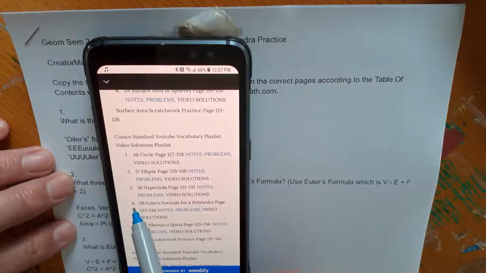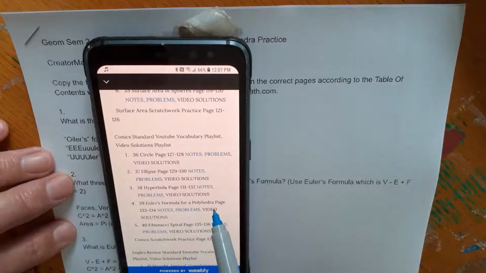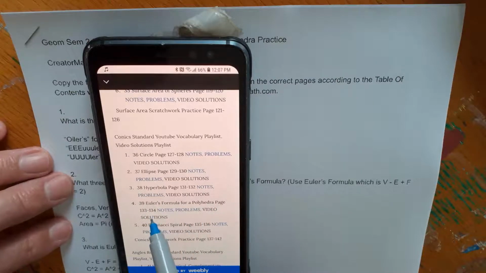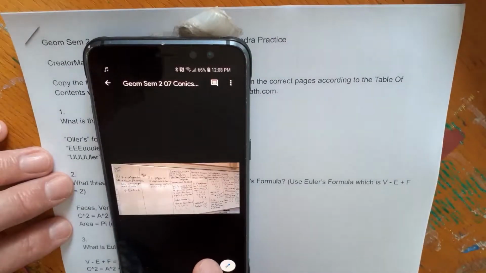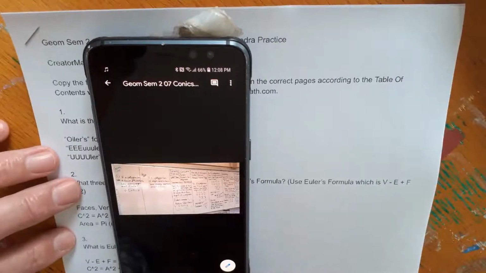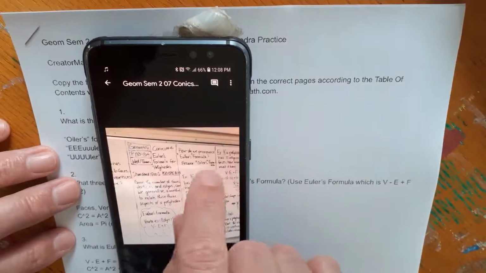So conics, this is the 4th lesson within the unit on conics. It's Euler's formula for polyhedra. At this writing, it goes on pages 133 and 134, but please check this table of contents. When you're looking at this, it could very likely be different. Here are the notes that go on your pages in the comp book. And you do those notes before you do these problems. The notes are there to help you and to give you guidance on how to do the problems.